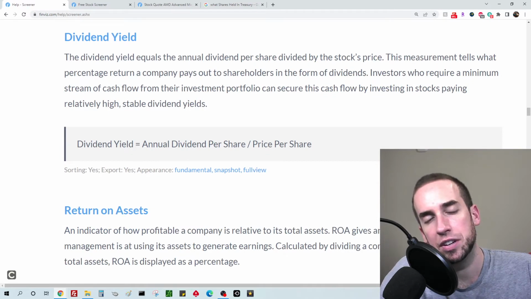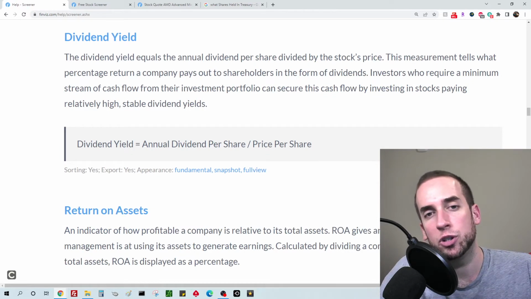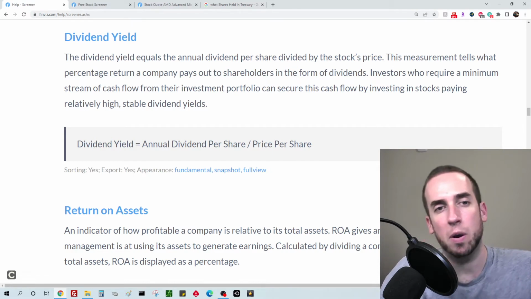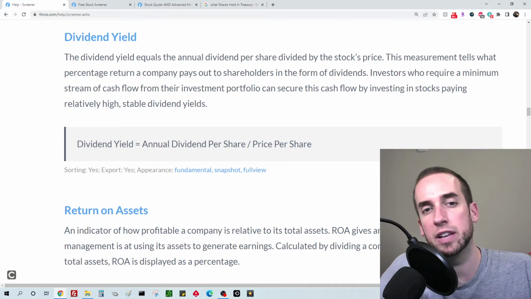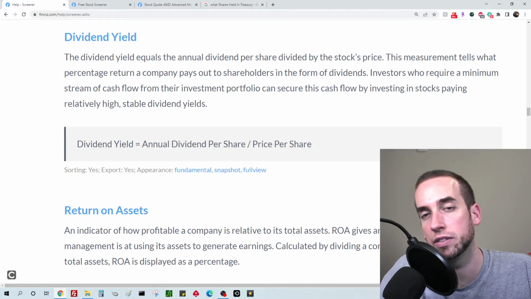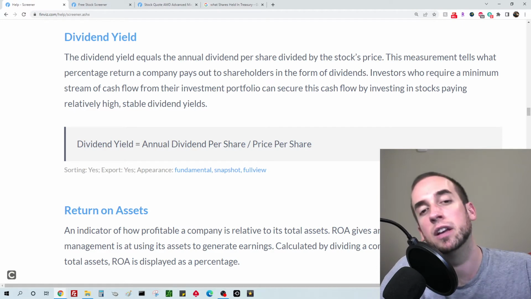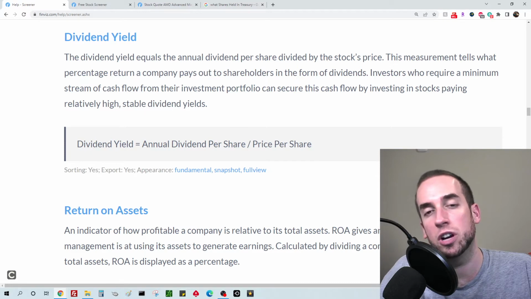Dividend yield. The dividend yield equals the annual dividend per share divided by the stock's price. This measurement tells what percentage return a company pays out to shareholders in the form of dividends. Investors who require a minimum stream of cash flow from their investment portfolio can secure cash flow by investing in stocks paying relatively high, stable dividend yields. And in a gray box, there is dividend yield equals annual dividend per share divided by price per share. Great.